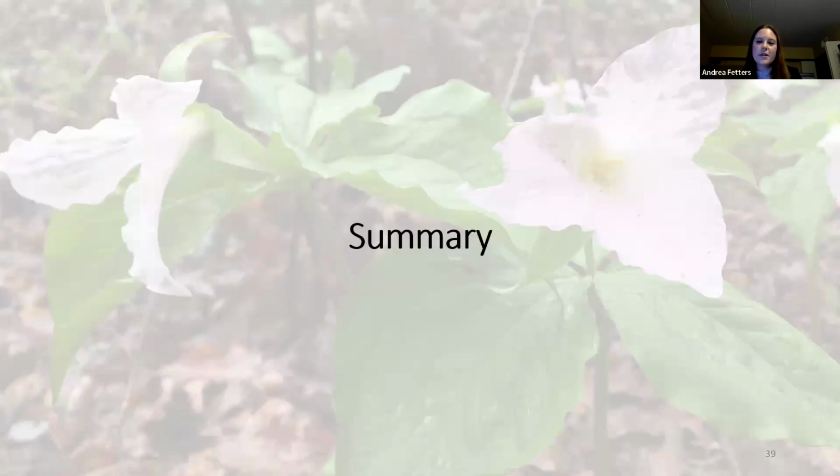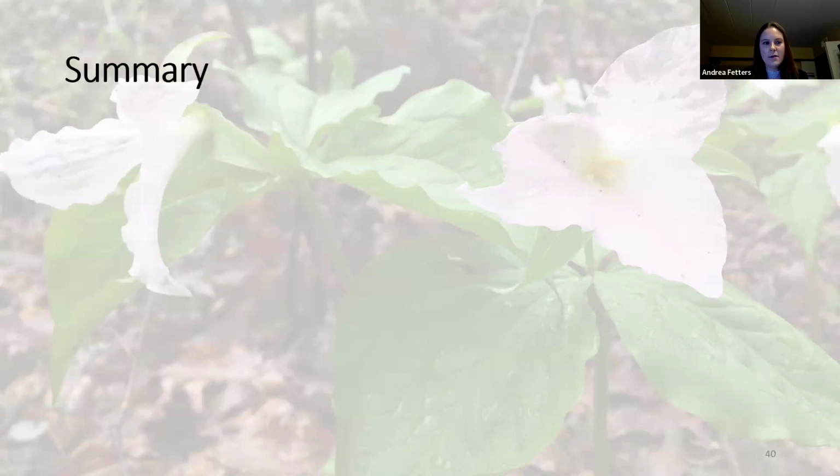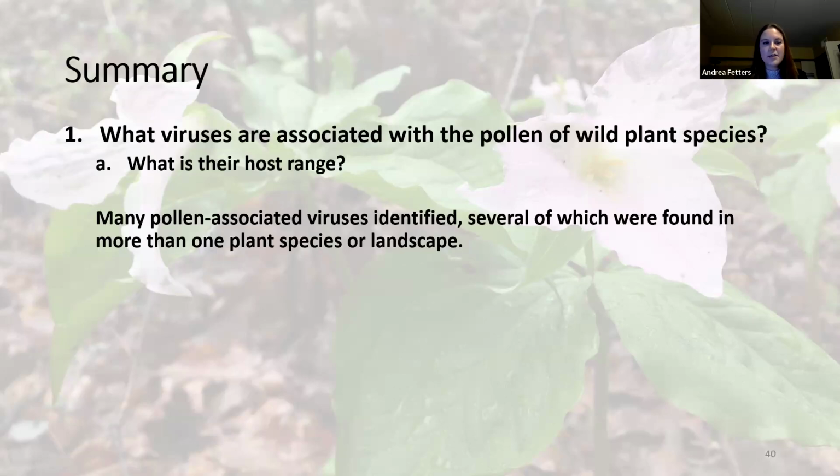Now that I answered all of our questions, I want to summarize the main findings and think about where this work could go from where it is right now. So in this project, we did identify many viruses, and all the viruses that were identified or discovered, 9 virus families were represented, and more even if you include all of the little partial pieces that we found. This indicates that pollen-associated viruses are very prevalent and very diverse in wild plant species, and some of them also seem to have wide host ranges, since some of those known viruses were found in more than one plant species or even more than one landscape.